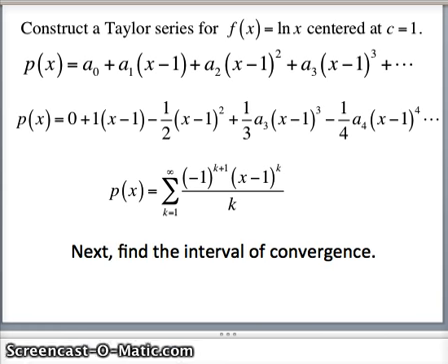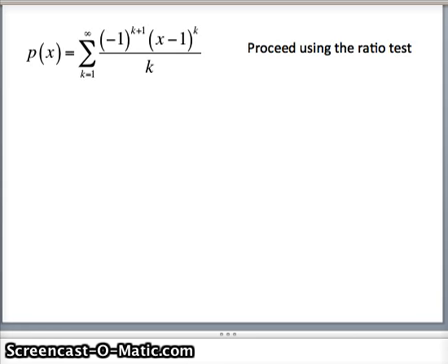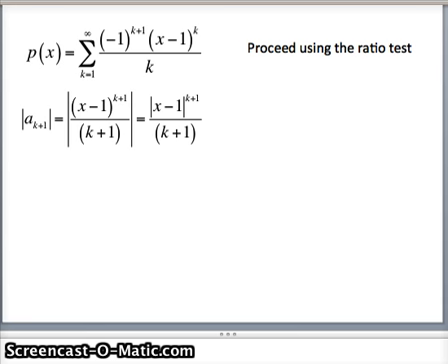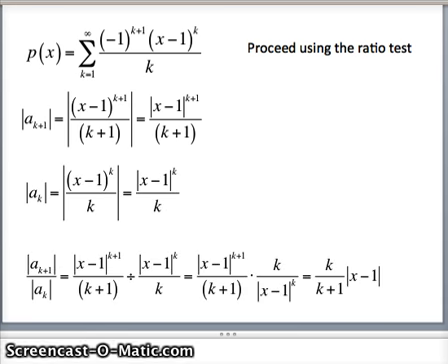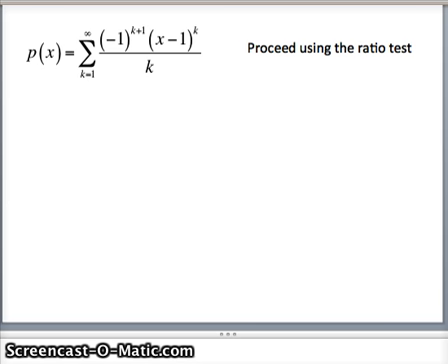Interval of convergence, we have this. A sub k plus 1 is that. A sub k is that. If I divide those, we get this. So, cutting to the chase a little bit here, k over k plus 1 times absolute value of x minus 1. I need that to be less than 1. When is that going to be less than 1?